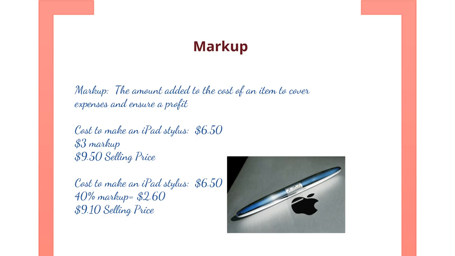On the flip side, you can do it as a percentage. Again, the cost to make the stylus is $6.50. Your company has a philosophy or a kind of policy that all your products have to have a 40% markup or you don't make them. So a 40% markup on $6.50 would be adding $2.60 to the price of that product. So your sales price would be $9.10. So a markup can be done dollar-wise, or a markup can be done as a percentage of the cost to finally arrive at a retail price for your product.